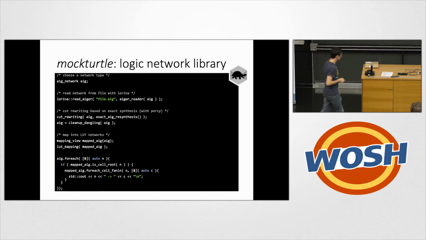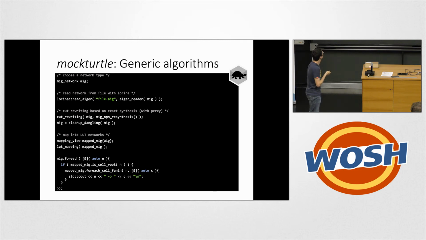And then there's the last library, which is mockturtle. This is the logic network library. Here you have a couple of different network types. So you can specify a network, then you can read a file in this network. You can apply a logic optimization algorithm, something like cut rewriting, do LUT mapping on this AIG, and so on. The nice thing is these algorithms are generic.